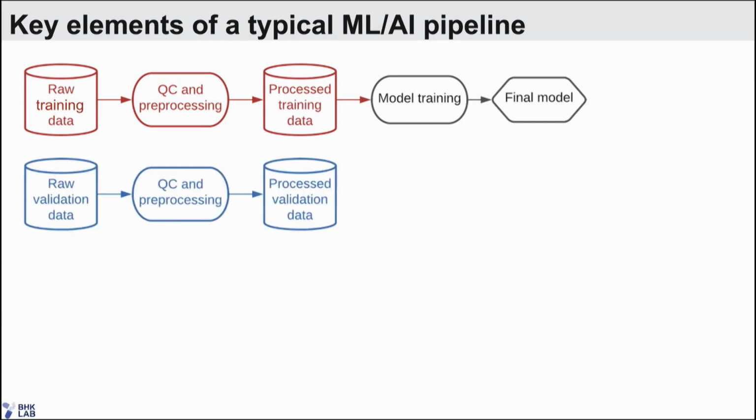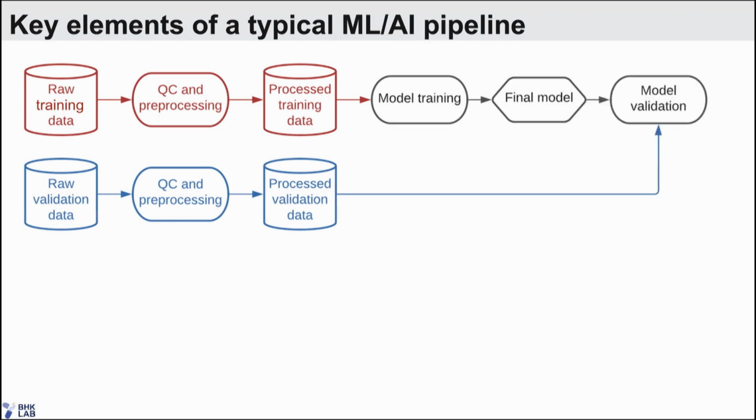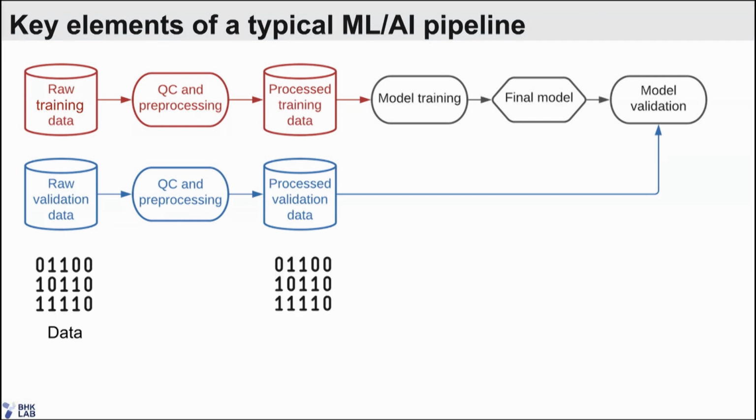So what you do is you collect completely new data for the validation of the model. And you go through the same quality control and pre-processing. And then you get those data you can use for predictions. You use the final model to generate those predictions, and then you see whether the predictive value of the model was high or not.